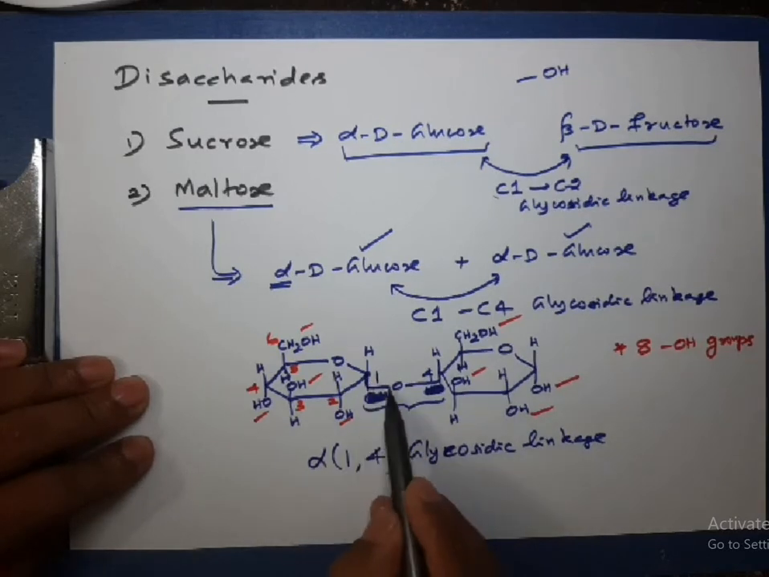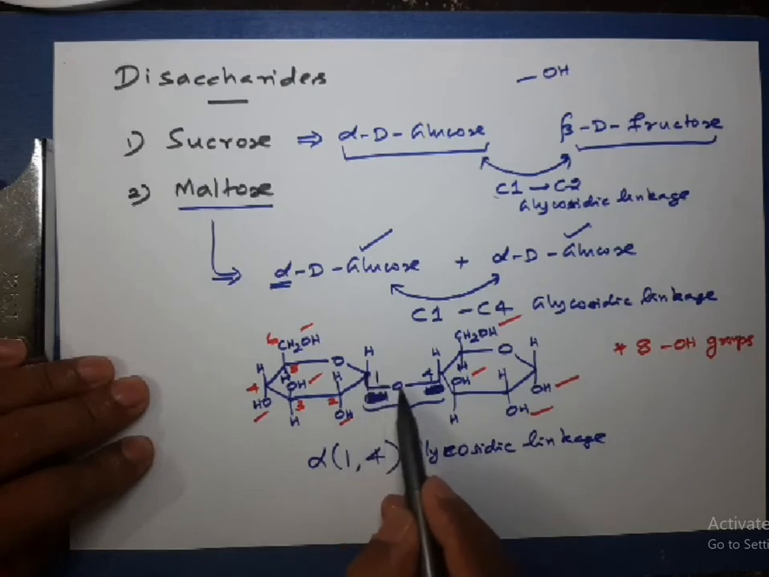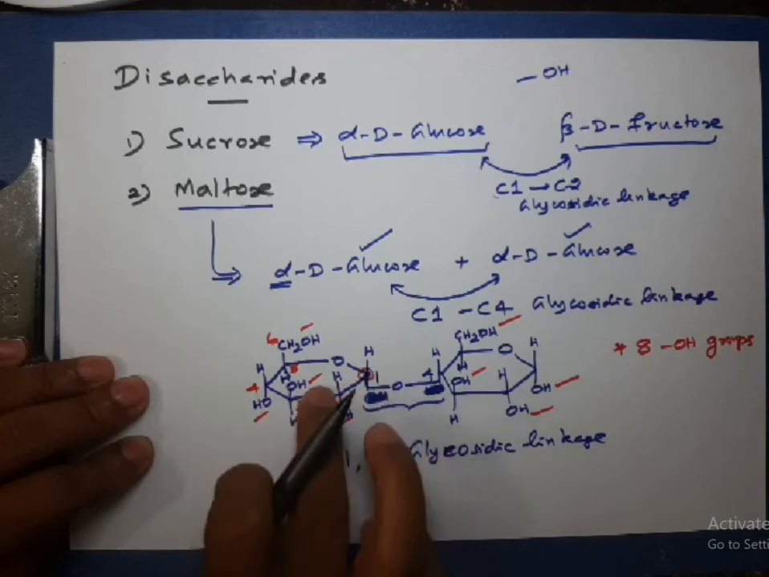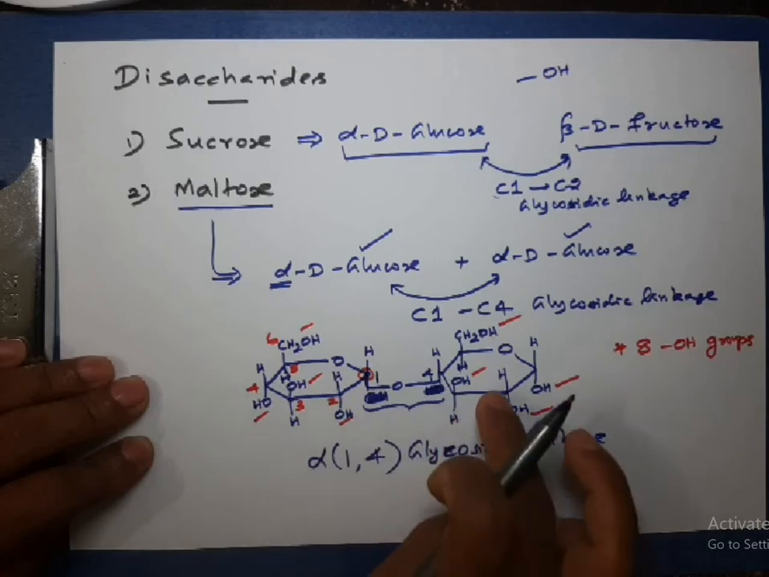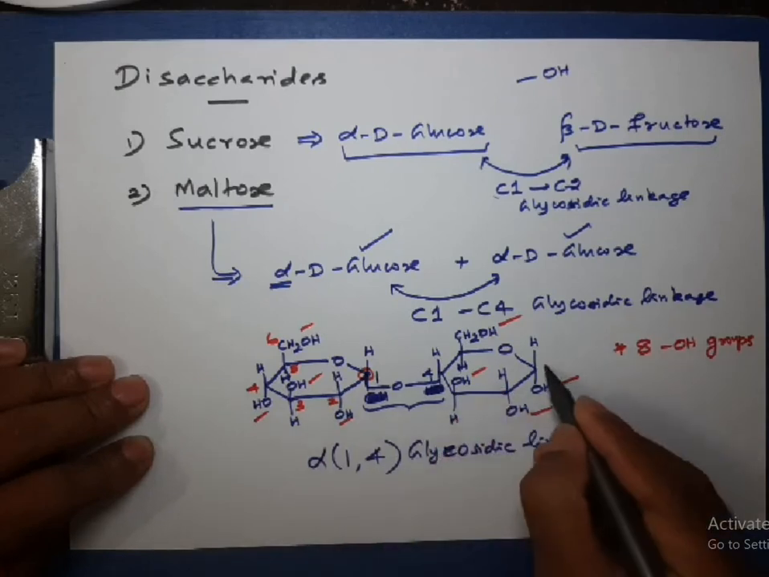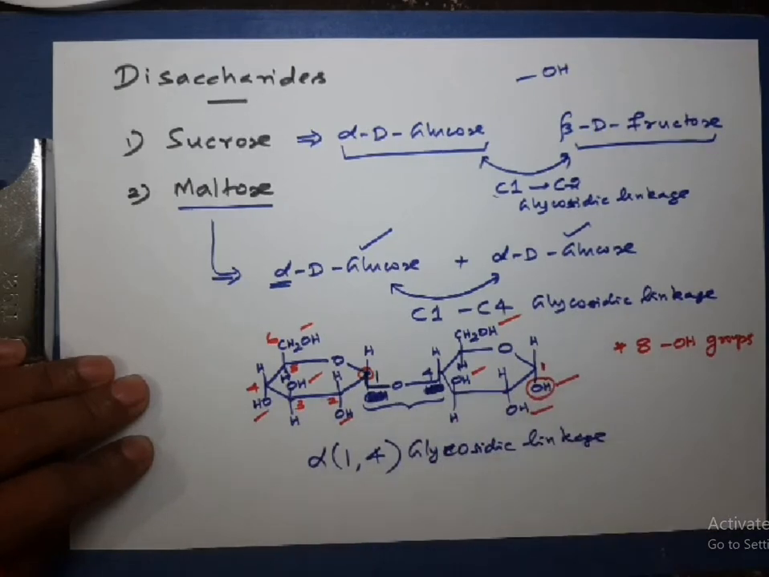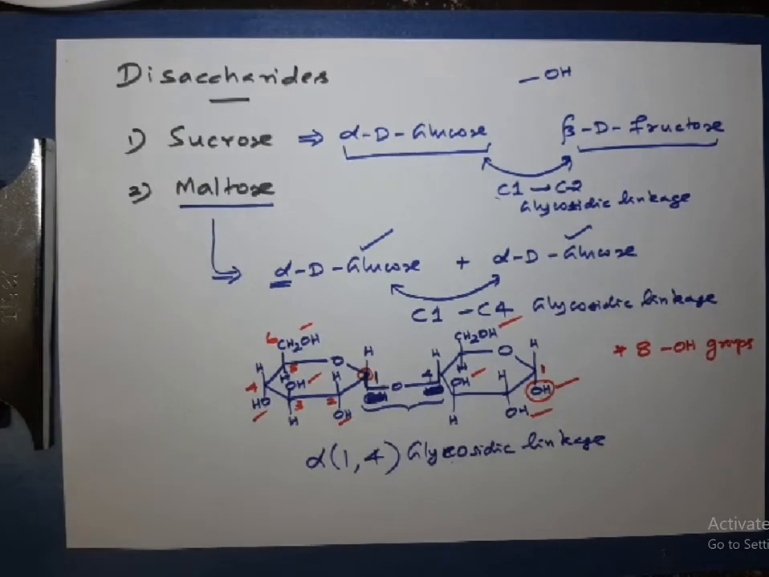In C1 carbon there is no OH group now, okay, it becomes ether. It is involved in ether linkage or glycosidic linkage. So in C1 carbon there is no OH group in one glucose unit. In the second glucose unit, see, this is carbon number 1 and we have an OH group. Students, observe carefully. Whenever the anomeric carbon contains an OH group, then ring opening is possible.